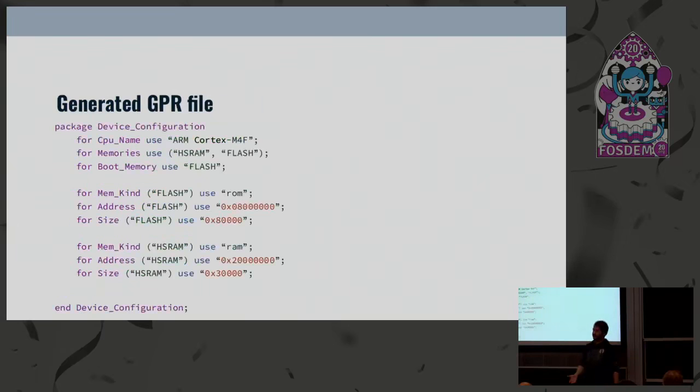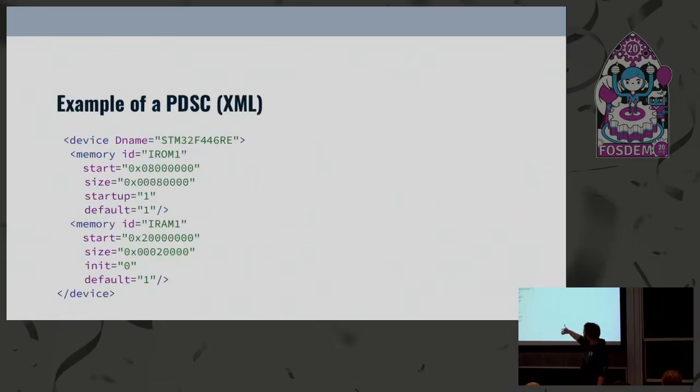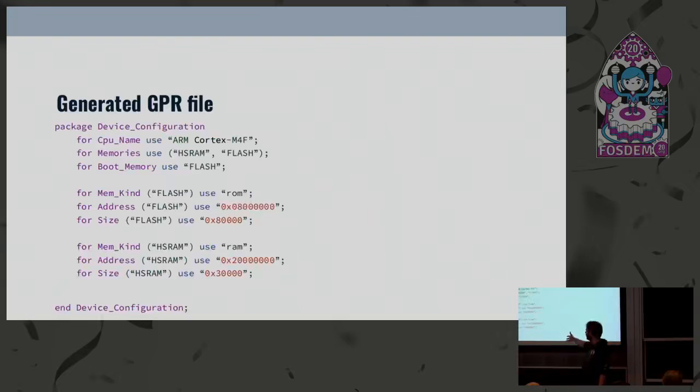From that XML file, we can write a GPR file. GPR is not an internal representation at AdaCore, but a file format that we use to compile our projects with our build system called GPRbuild. Here we can see that basically I transcribed the content of the XML in GPR form. As you can see, it's a bit more readable for a human now.